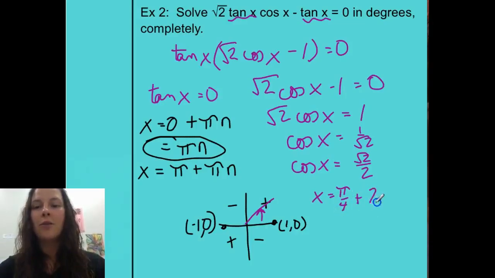Adding the period of 2 pi n. Cosine is also positive in the fourth quadrant at 7 pi over 4. And again, adding that 2 pi n.